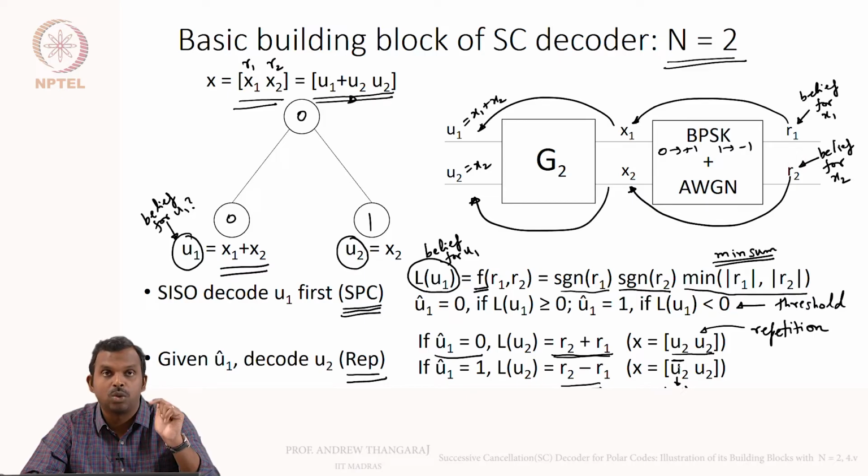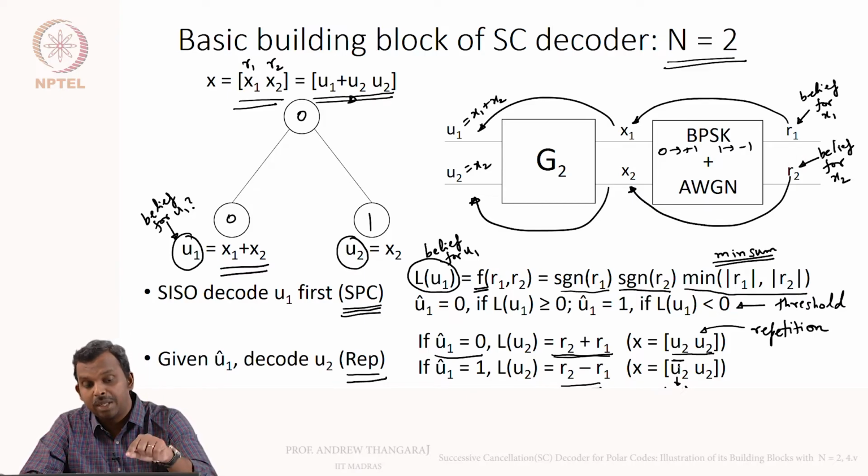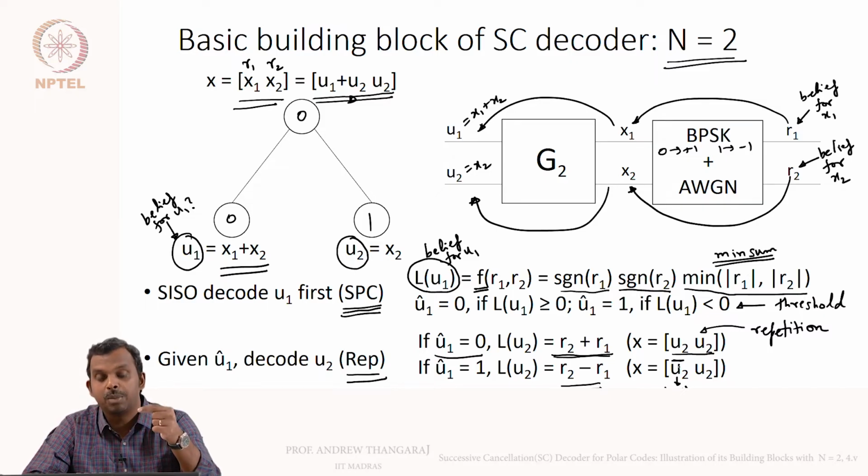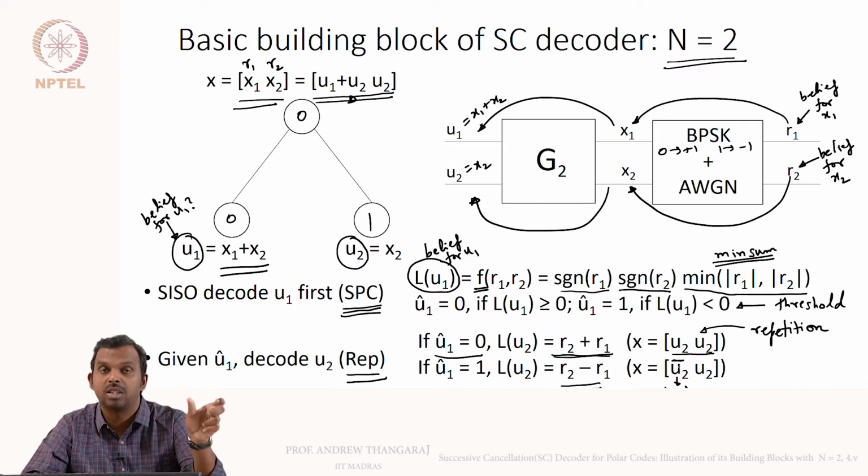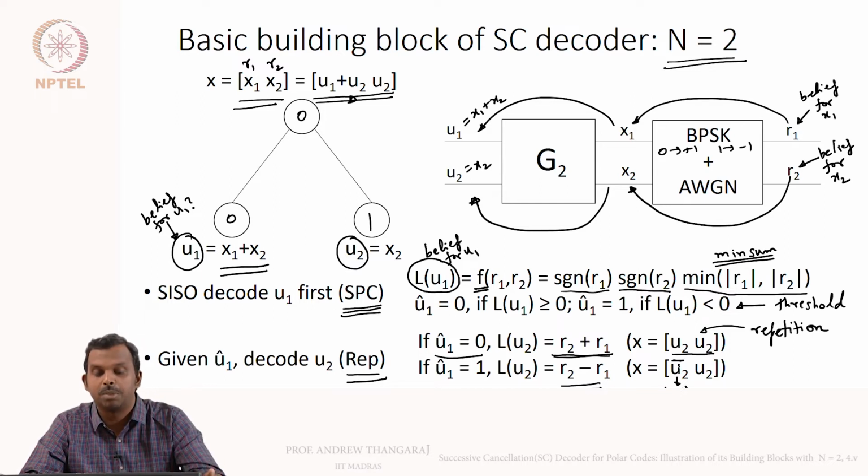So you use the min sum to find its belief, and for the repetition there is a little twist because of the successive cancellation. If the previous bit was 0, it's a pure repetition, so you just add R2 plus R1, because both received values are beliefs for the same bit u2. On the other hand, if u1 hat is 1, then there is a complement involved, so you have to multiply one of the beliefs by minus 1 and add. Okay, so you do that, you get the belief for the next one.